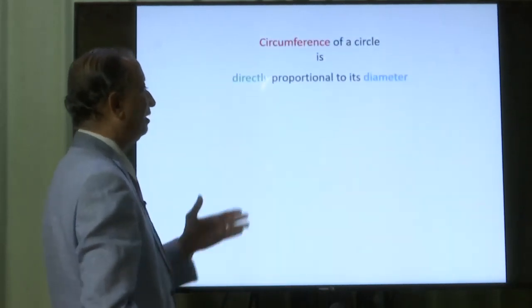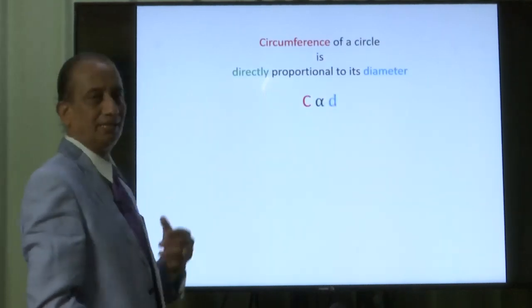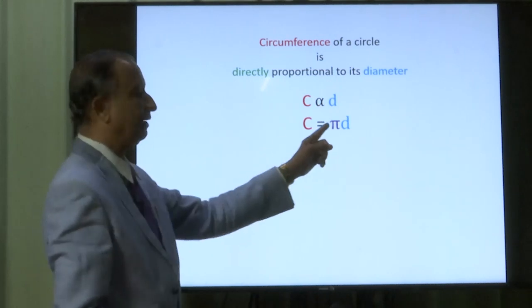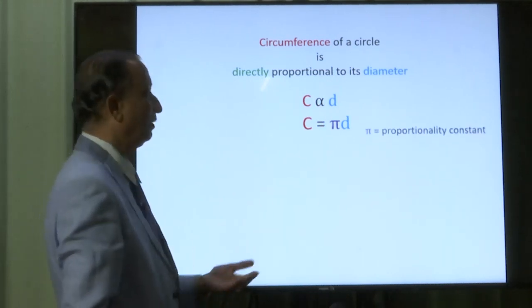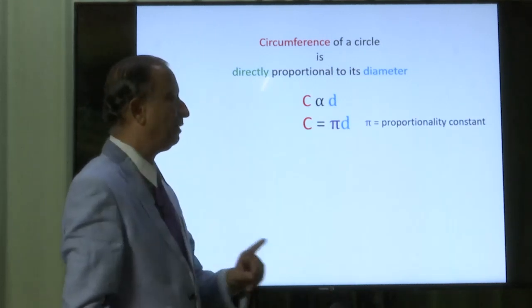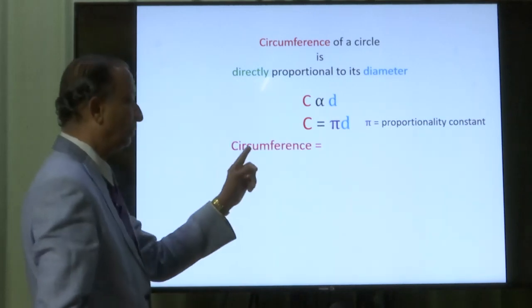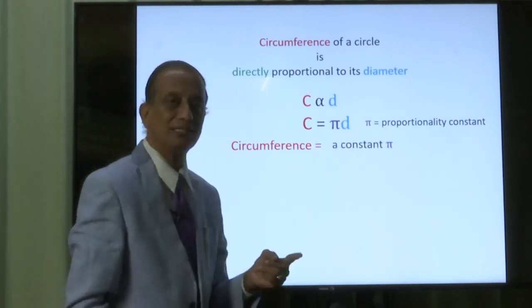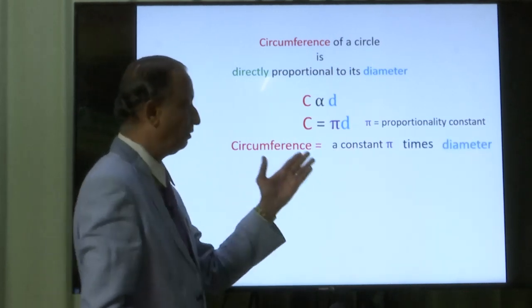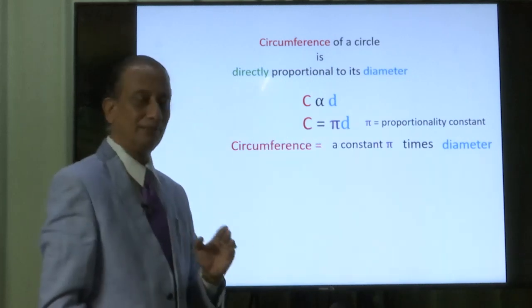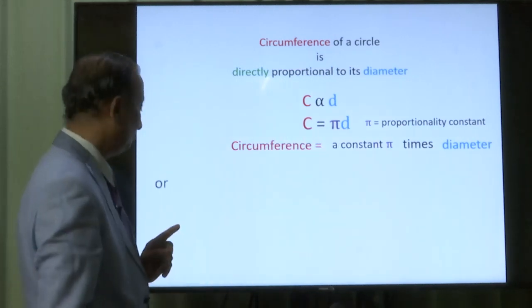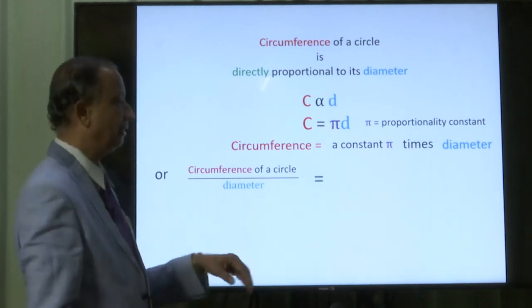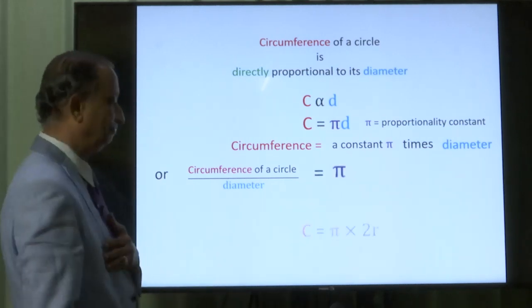So, the circumference of a circle is directly proportional to its diameter. Symbolically, if you want to write it in the form of an equation, we write C is equal to pi times D, where pi, instead of K, is called the proportionality constant. In words, circumference is equal to a constant pi times the diameter. If you multiply the diameter by the constant pi, that will be equal to the circumference of the circle. Or you can put it like this: circumference of a circle divided by diameter is nothing but the constant pi.